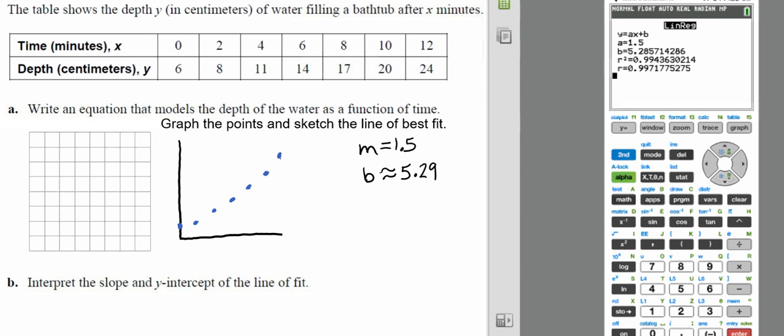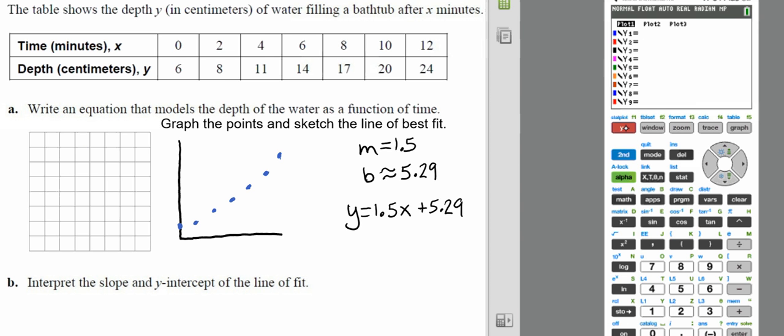And so now that we've written it down, I wrote it as an M because that's our slope. On our calculator, it says it as an A. So I'm going to write my equation of my line in slope-intercept form, which gives me y equals 1.5x plus 5.29. So if I go to the Y equals on my calculator and plug that equation in, and then I hit Graph, it's going to put my line of best fit there for me. So then I can just draw or sketch that line on my scatter plot sketch.